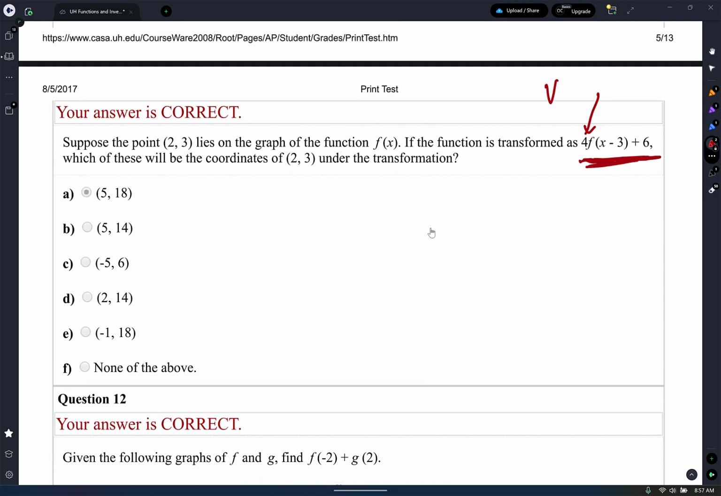All right, guys, focus. Vertical stretch. What did that x minus 3 do? What did it do? To the right. Horizontal shift. Right 3. No, she was right. What did that plus 6 do?